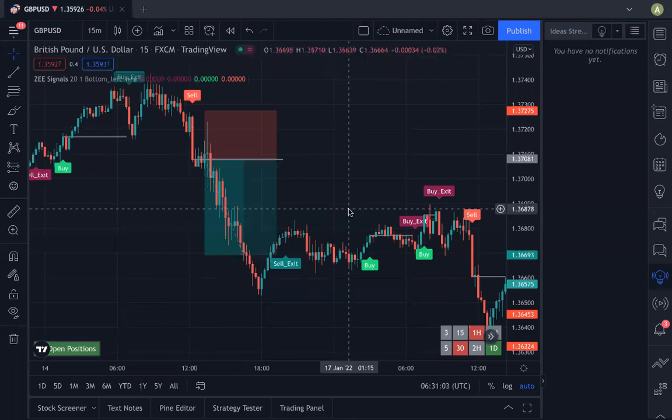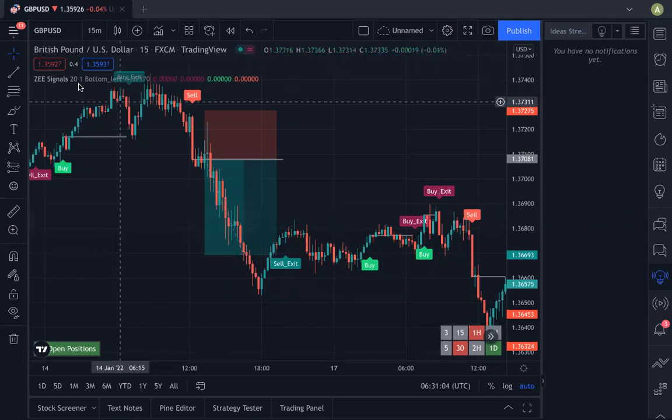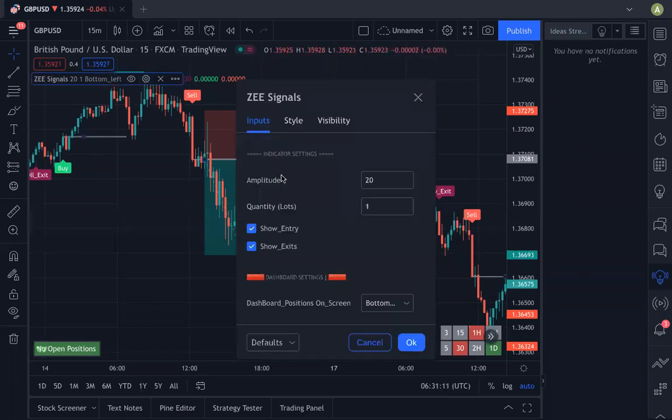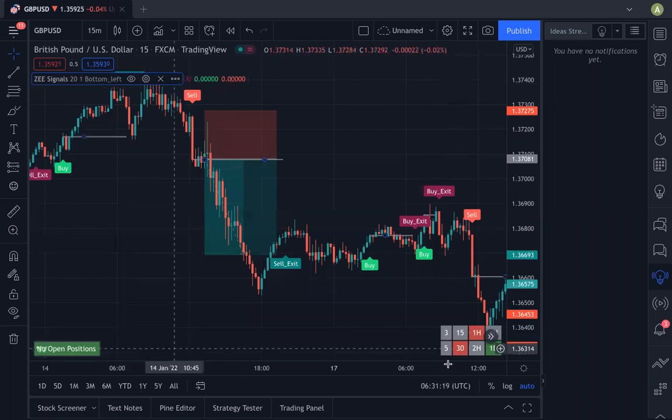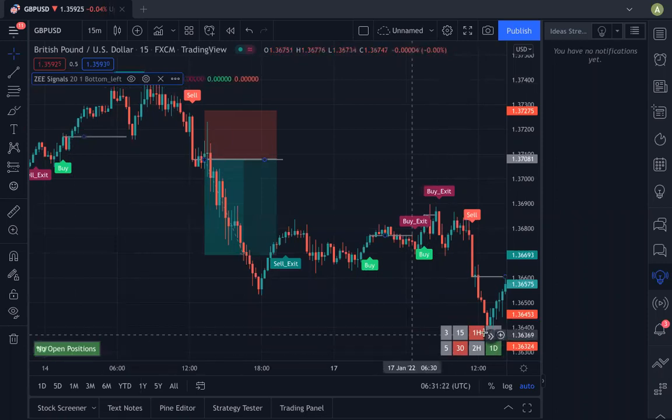So this indicator, the name is Z Signal. The link will be below where to access it. It's not complex in terms of inputs. We only have very few inputs here, so I'll go straight forward. We have two dashboards here, and I'll just explain what they mean.